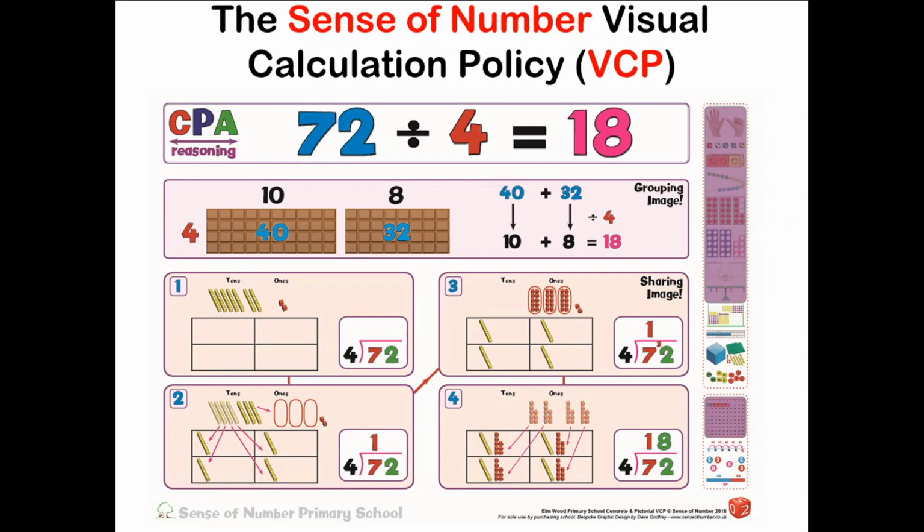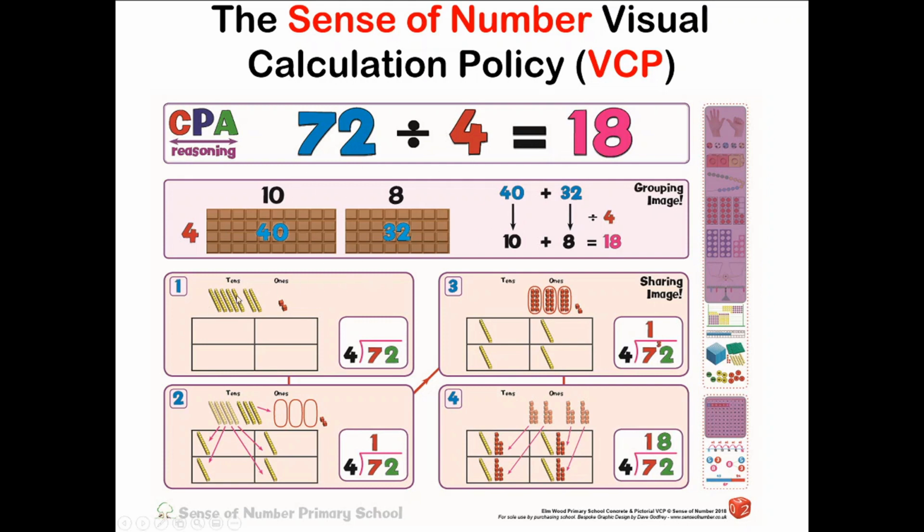What you can now see is an example from the Sense of Number visual calculation policy. I know I've mentioned this in many of my videos. It's a fantastic policy to get hold of. Have a look at senseofnumber.co.uk, and there are examples of written, concrete, mental methods for every single type of calculation, all the way through the primary school years. This is an example of 72 divided by 4, and it should look very similar to the example that we've just seen back in the ready-made maths classroom. There's an alternative image here on grouping.